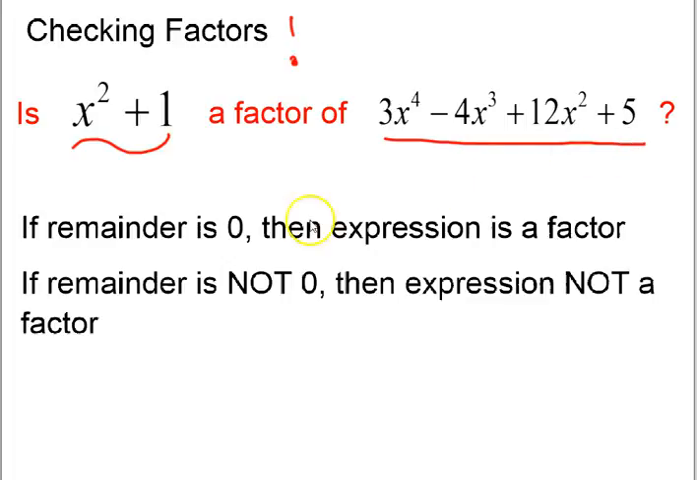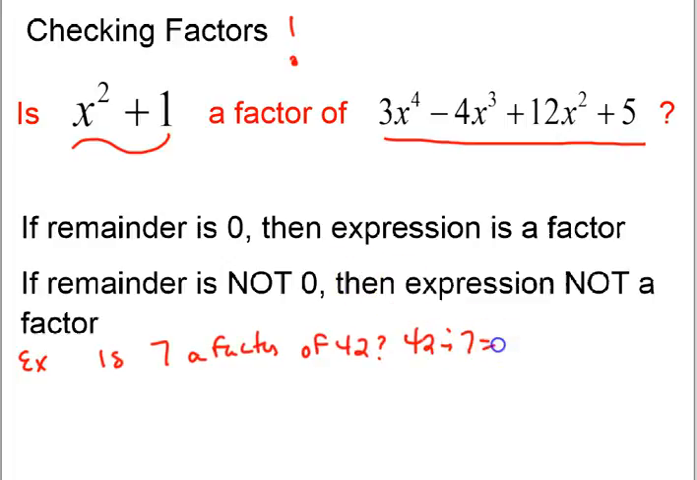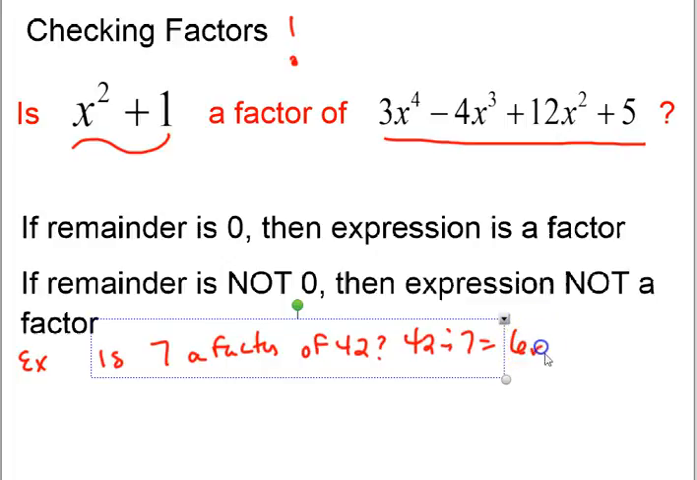And here's the deal. If the remainder is 0, the expression's a factor. If the remainder isn't 0, then the expression is not a factor. So here's an example using numbers. Is 7 a factor of 42? This is what we're really asking you to do, but with algebra. Well, 42 divided by 7 is 6, remainder 0. So yes, 7 is a factor of 42.